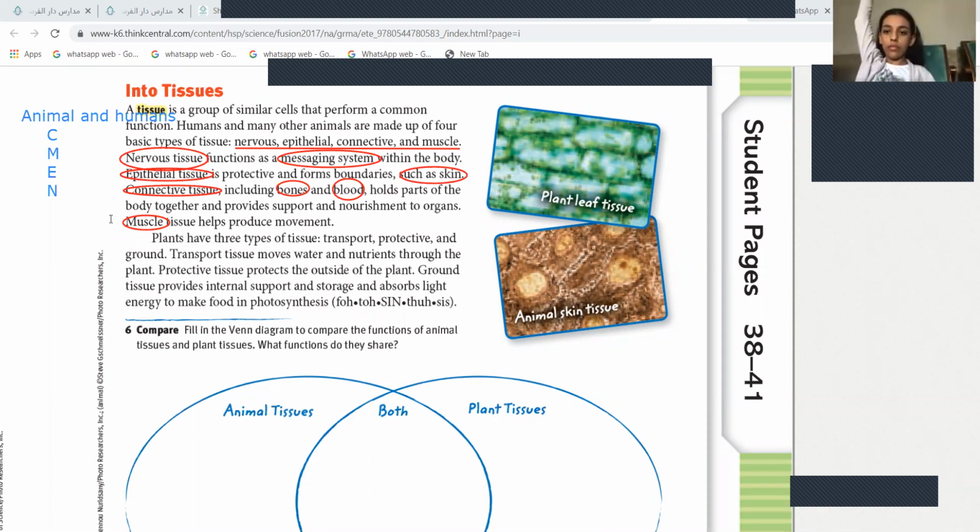C. Try saying it. C is connective. M is muscle. N is nervous. And E is epithelial. Leen, please repeat it. Okay. C is connective.